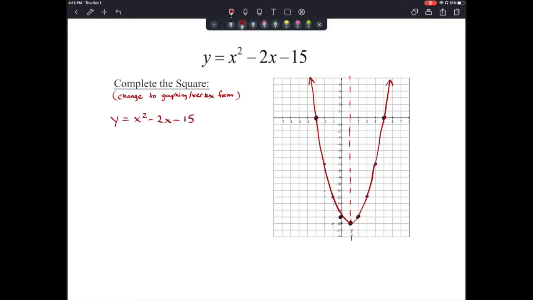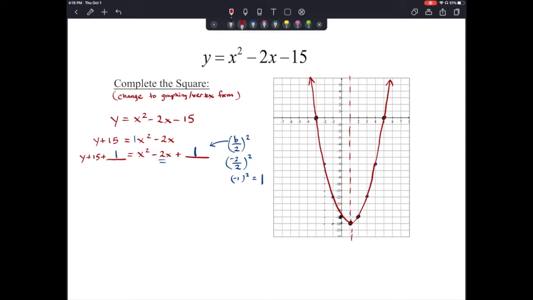We need to get it to be a perfect square trinomial, so I'm adding my 15 across. Remember, get rid of c. And since our stretch factor is 1, we can go ahead and complete the square. We have x squared minus 2x plus something should equal y plus 15 plus something. And this term came from taking our b term, dividing it by 2, and squaring it. So our b term is negative 2. Negative 2 divided by 2 is negative 1, and negative 1 squared gives us positive 1. So we're going to add a 1 here, and we're going to add a 1 here.